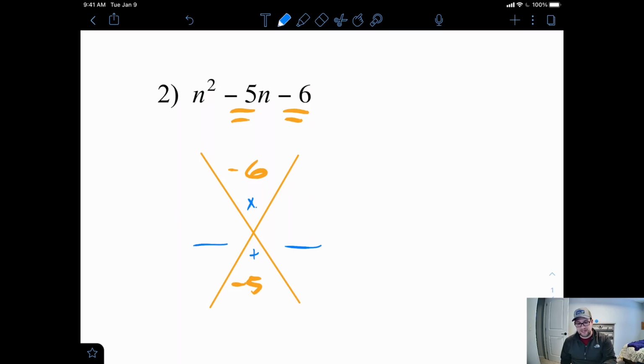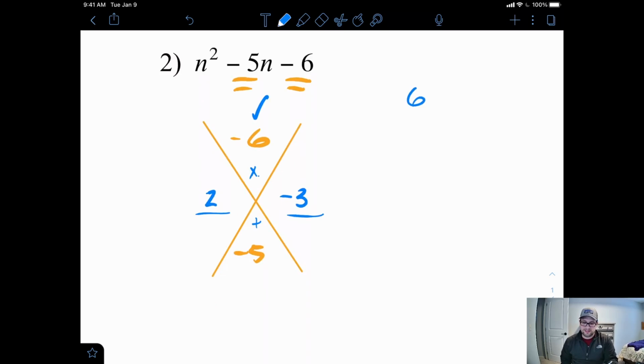So if I start thinking about 6, well, I know 2 and 3 multiply to give us 6, so maybe those are our numbers. Now, remember what I said: the bigger one's going to have to be negative since the bottom number is negative. So let's try this out. 2 times -3 equals -6. But 2 plus -3 would equal -1. So that didn't work. If that's the case, then maybe I got the wrong numbers.